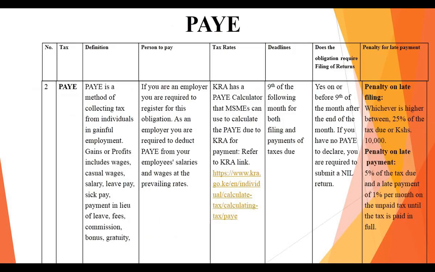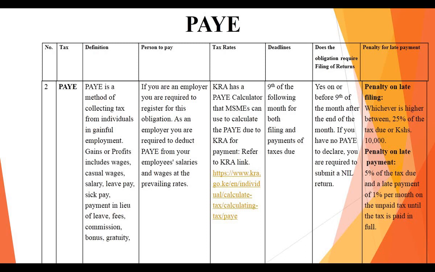The next one is the PAYE, pay as you earn. This is the amount that is deducted from your employee's salary and paid to KRA. Any amount that is more than 13,490 must be deducted tax and paid to KRA, and a monthly return done in the KRA system. So the penalty is 25% of the tax due for not filing, or for late payment 5%. Again, this is in the presentation that we have shared with you in the download section of the comments.